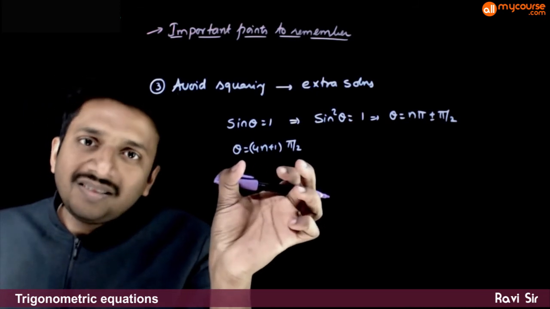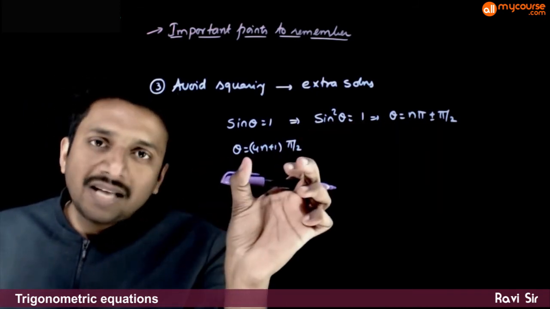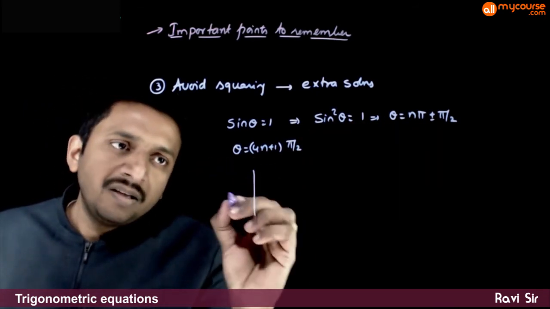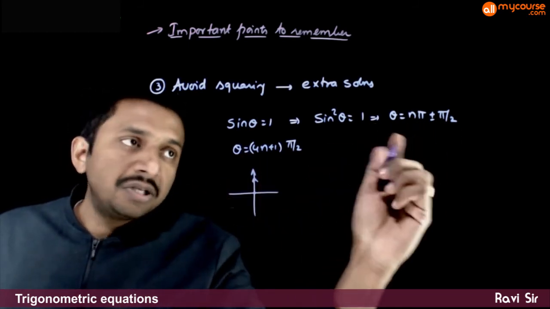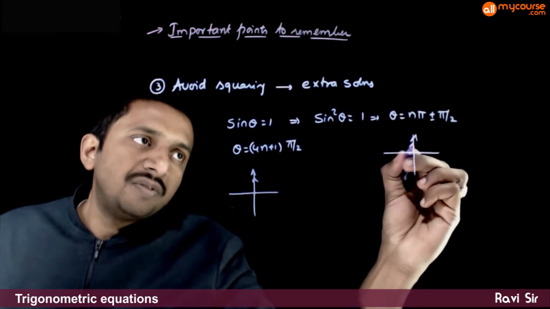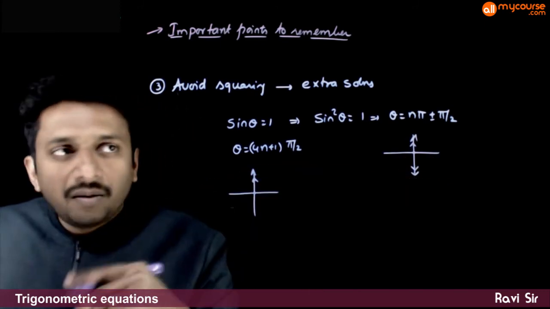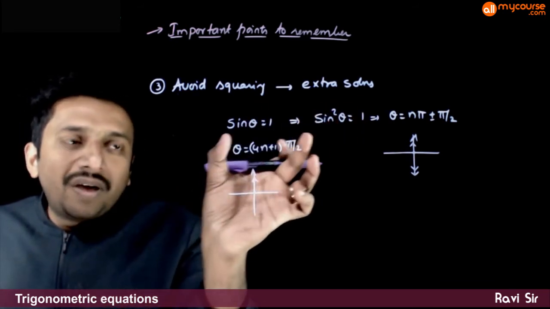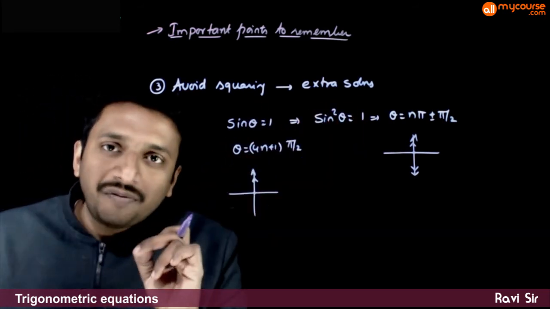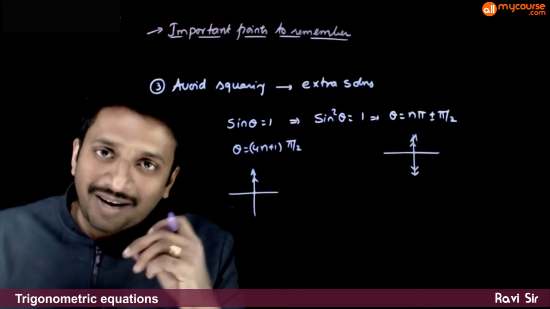So as you can see, this solution is different from this solution. This has only one principal solution. This has only one position of the ray. This solution has two positions of the ray. Obviously, you have got some extra solutions. So whenever you square it, you have the danger of getting an extra solution or extra solutions.